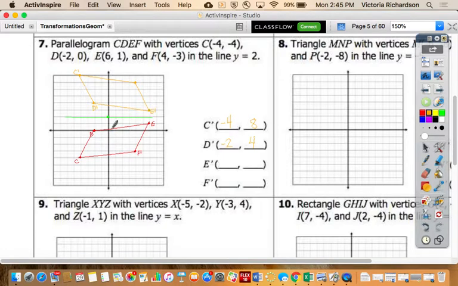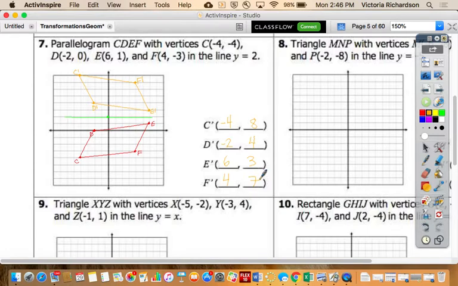E is right here. So I start at the origin. I go 1, 2, 3, 4, 5, 6 to the right and up 1, 2, 3. So since I went to the right, that's +6. And since I went up, that's +3. And then F prime, start at the origin, 1, 2, 3, 4 to the right, and up 1, 2, 3, 4, 5, 6, 7. So that's +4, +7. And that's how you get the image for number 7.